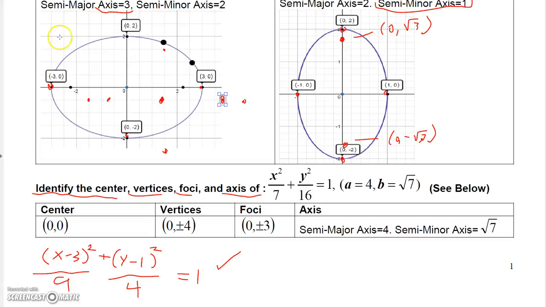Okay, so now let's move on to hyperbolas.